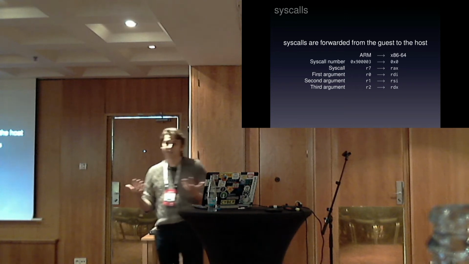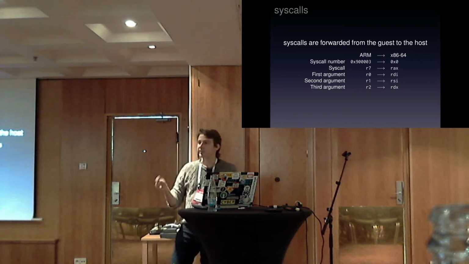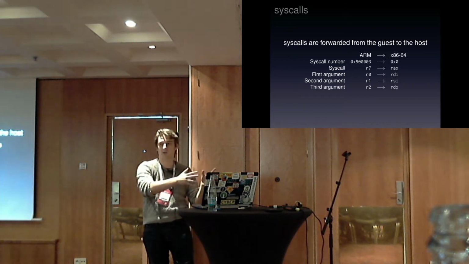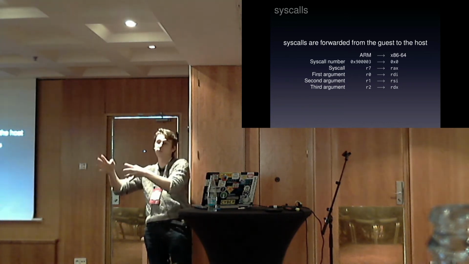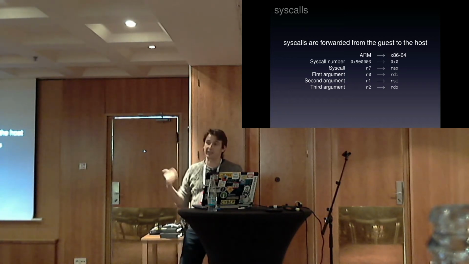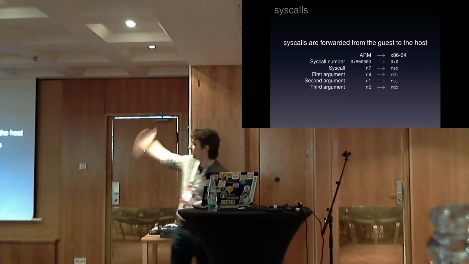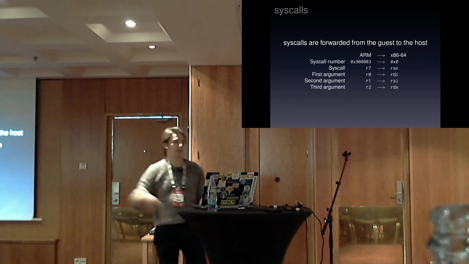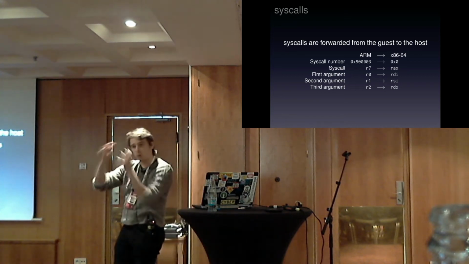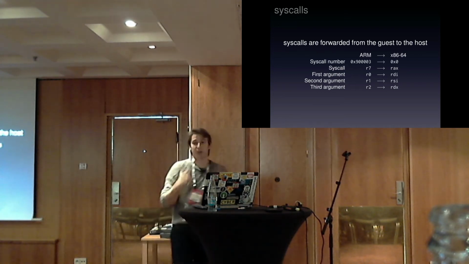What QEMU does, it has a layer that simply translates this information from how you would perform this syscall in ARM to how you would perform it in x86. So for instance, the corresponding syscall identifier on x86-64 is 0, and you use a different set of registers. The syscall identifier goes in RAX, and this kind of stuff. So the syscall gets forwarded almost as is to the host operating system.